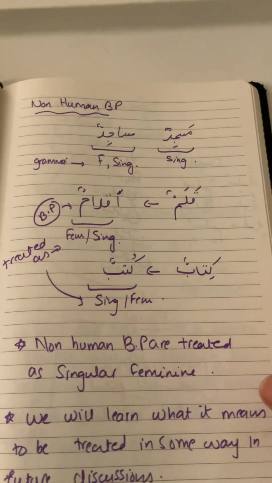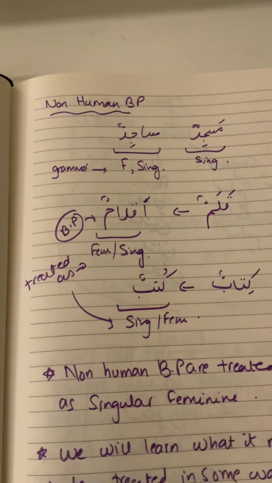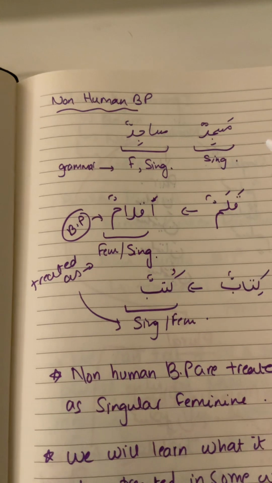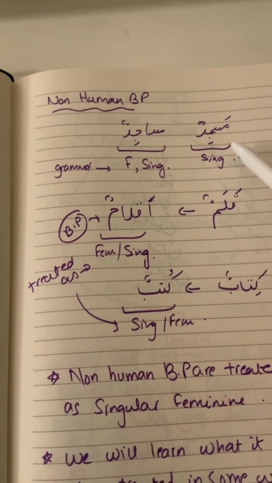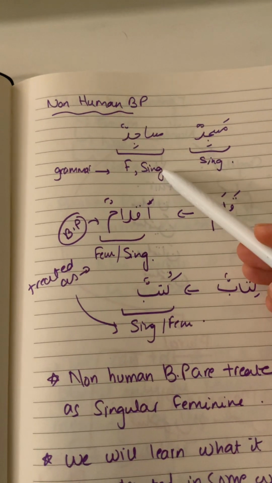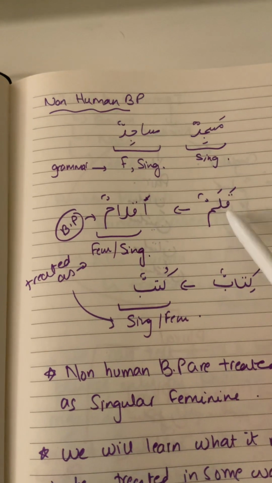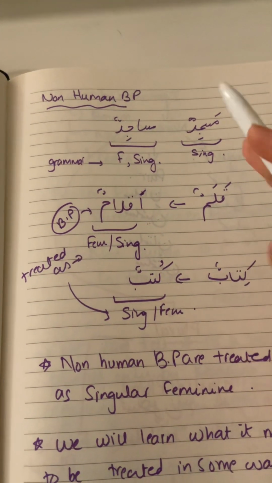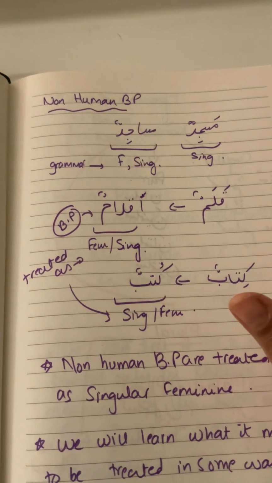And then there are the non-human broken plurals, which are basically things or places, things that are not human. So masjidun, the broken plural for that was masajid. And then qalam, the broken plural was aqlam, and then kitabun, kutub. So these are non-human broken plurals.